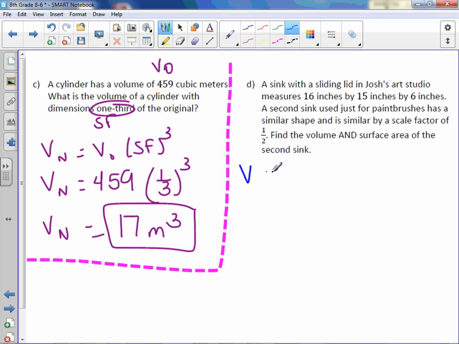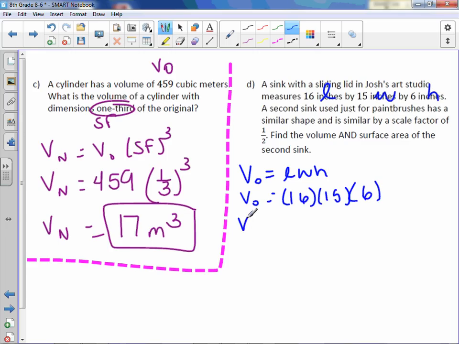Well, volume, it's rectangular, is length times width times height. And this will be the volume of the old figure. So we'll call 16 our length, 15 our width, and 6 our height. So 16 times 15 times 6. Our old volume is 1,440 cubic inches.